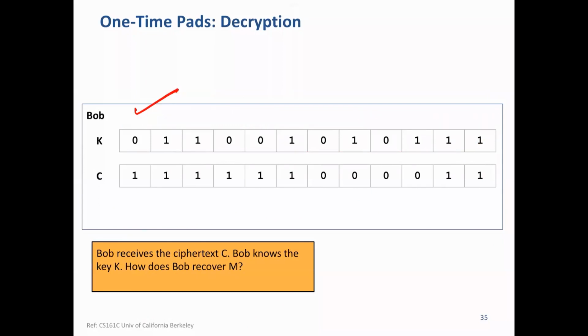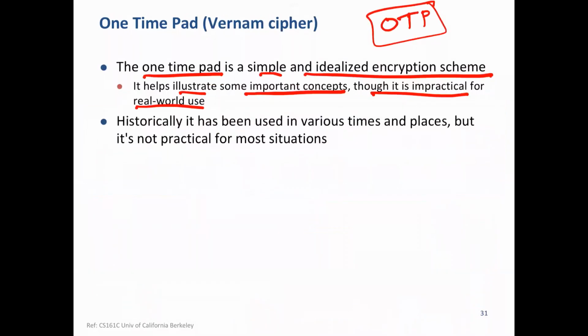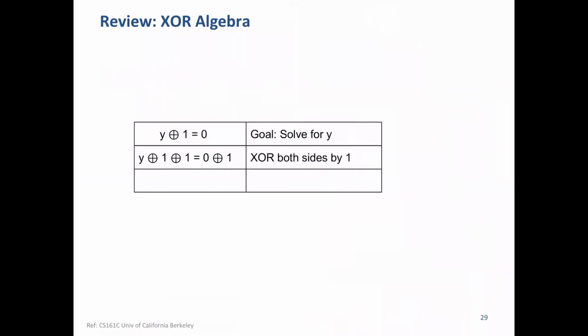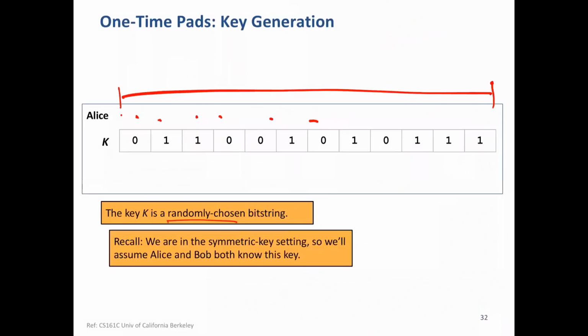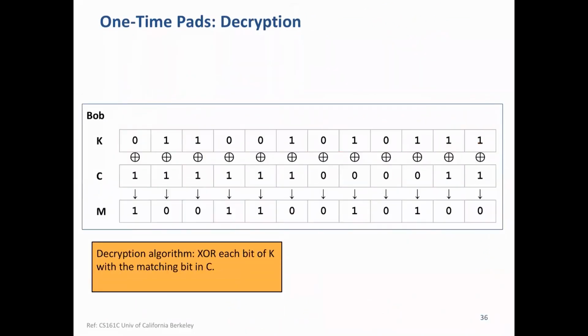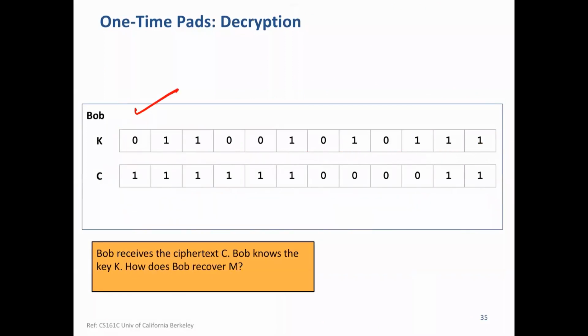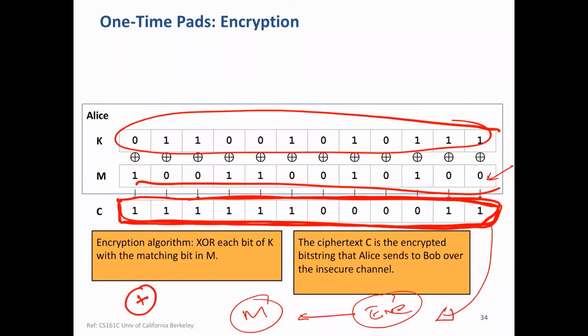Now Bob wants to recover message M. What will he do? He will use the exclusive OR method that we have just seen here. All he can do is exclusive OR between the key that he has and the ciphertext he has received, and we'll get this message M back. It's the same as the message that we used here, right?